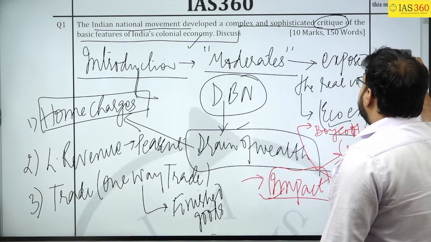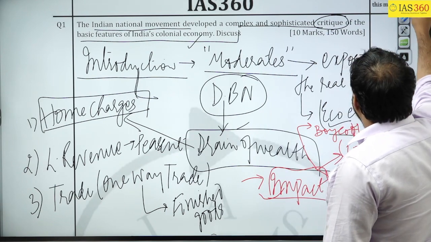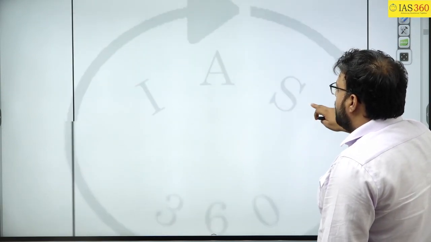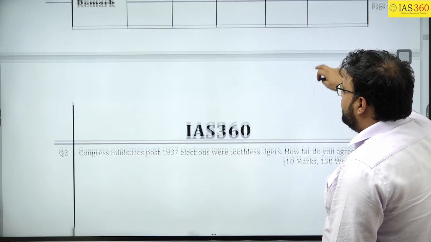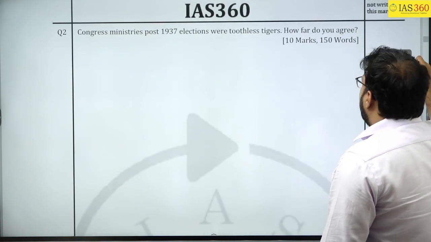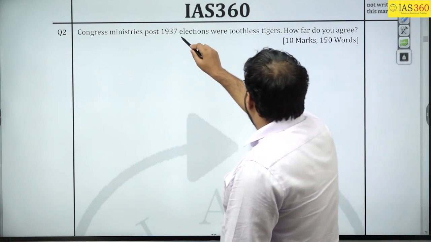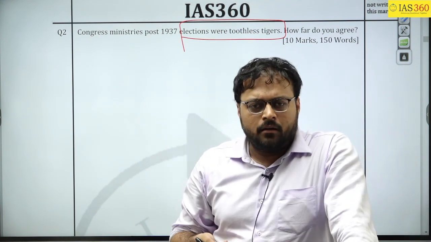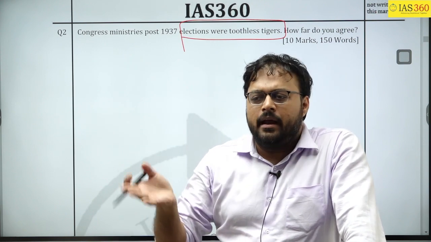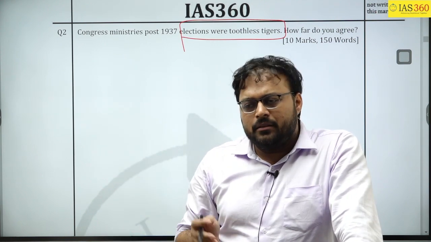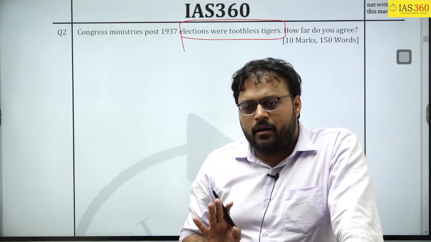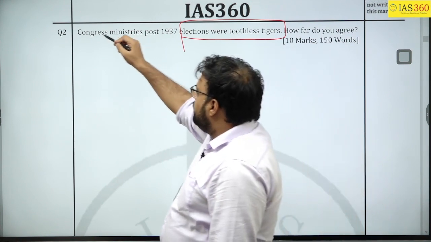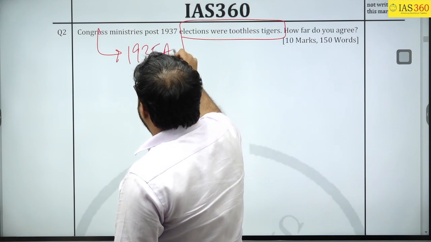Okay. Now we will see the second question. The second question is about the Congress ministries post 1937 elections being toothless tigers. Some of the students have started talking about the history of the election, from 1920, 1924, Swarajists and everything. But the question is pinpointed and it is a 10 marker question, and therefore in the historical background of this question, what you can mention is only the Government of India Act 1935.